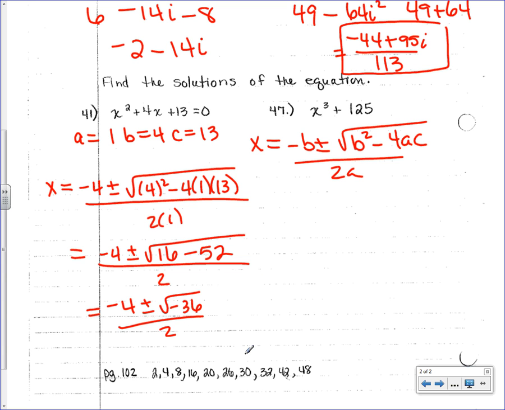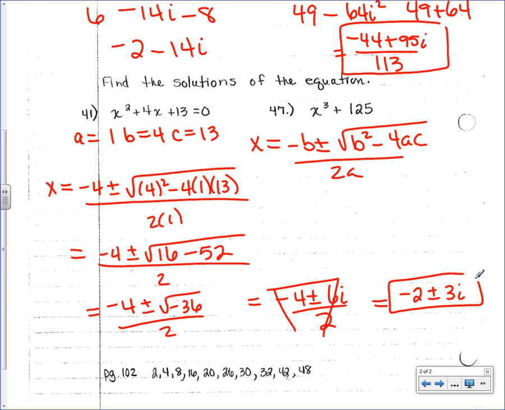I'm going to pause there. What's the square root of 36? 6. So what's the square root of negative 36? 6i, right? So negative 4 plus or minus 6i all over 2. Pizza, what are these all divisible by? 2. So negative 2 plus or minus 3i over 1, so I don't care. Those are my two answers.